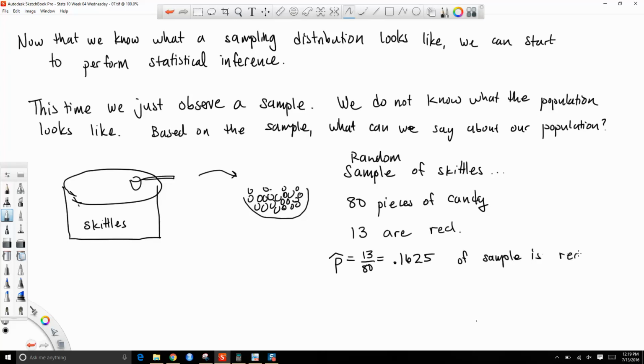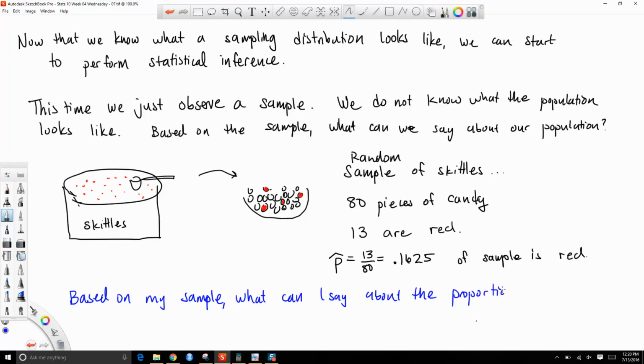Okay, what can we say about the entire bucket of candies? Does that mean the bucket is 16.25% red? What can we say about the proportion that's red in the bucket? Based on my sample, this is the question that I'm asking. Based on my sample, what can I say about the proportion of candies in the bucket that are red? Can I say anything?